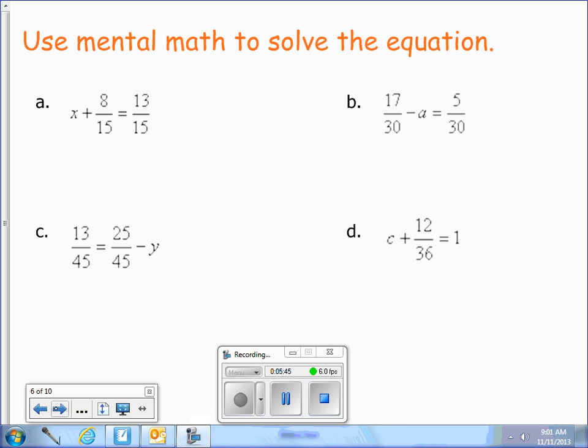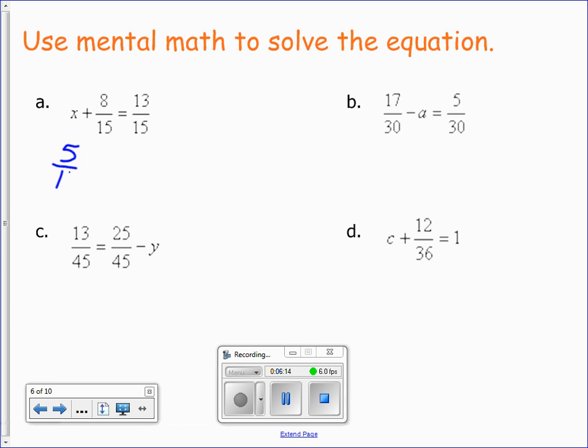Now you're going to be given some exercises that require you to use mental math. And in these type of problems, you're going to undo each one of them. Sometimes you can do the opposite operation. For example, in A, it's an addition, so you can change it to a subtraction in this example. So 8 from 13 is 5. 5 over 15 would be equal to X, but you will always simplify your final answer. So your final answer for X would be 1/3.